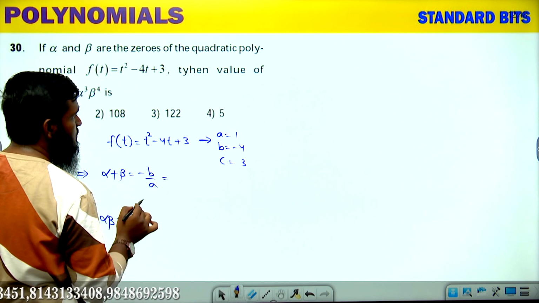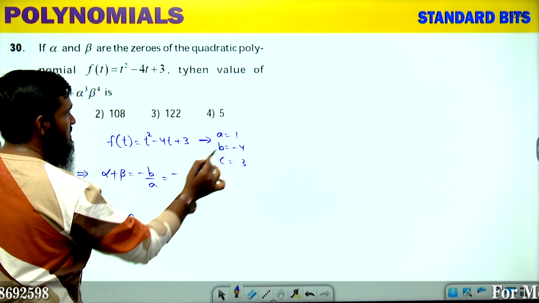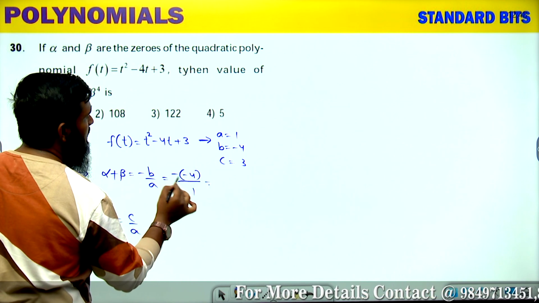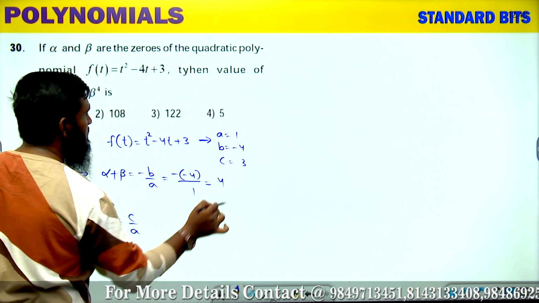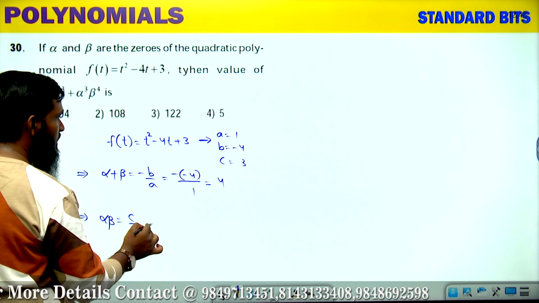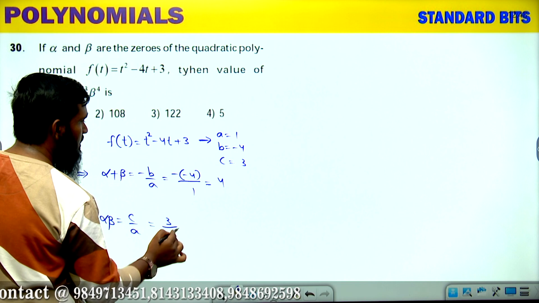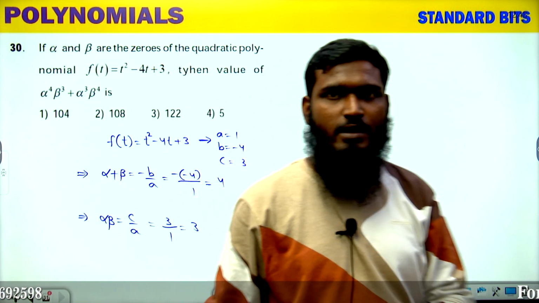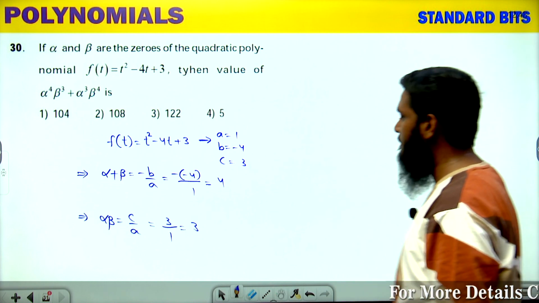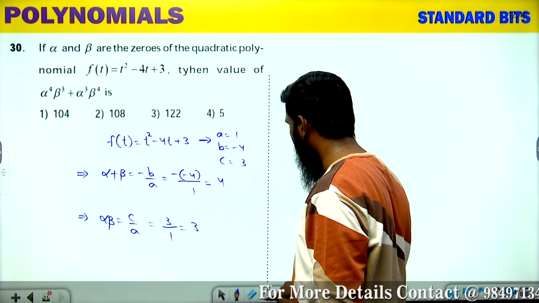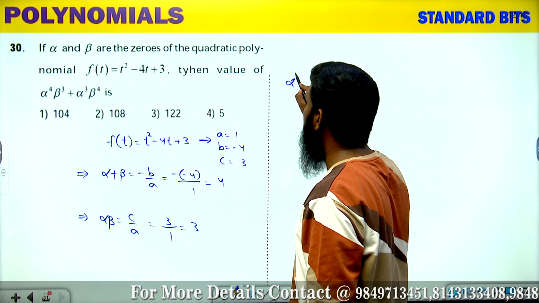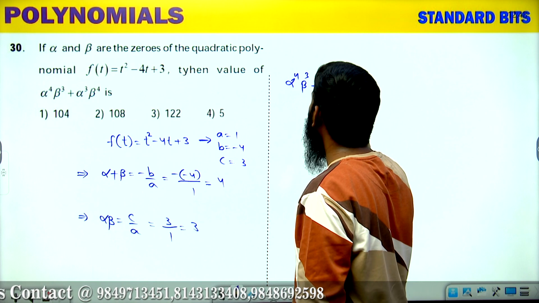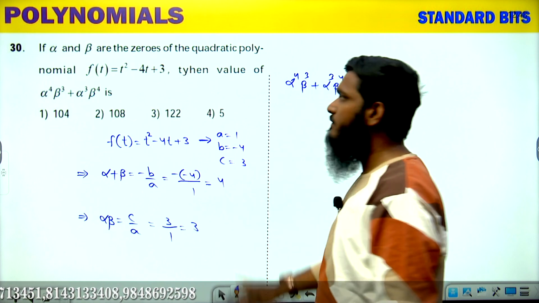If you substitute in this part, minus we write as it is. What is the b value? Minus 4 divided by 1 is equal to minus into minus plus 4 by 1, which means 4. This part is completed. Now what is the c value? We have 3. 3 divided by 1 means 3. So alpha plus beta is completed, alpha into beta is completed. But what is our actual question? What do we have to find? If you see the question here, we have alpha power 4 beta cube plus alpha cube beta power 4. This value we have to find.